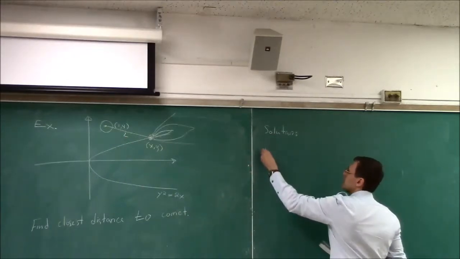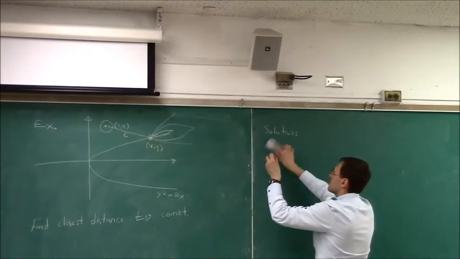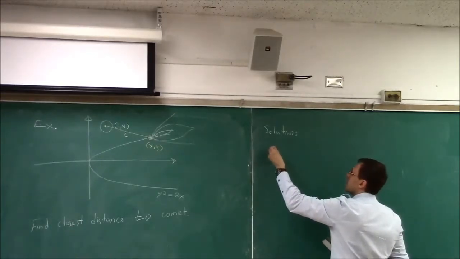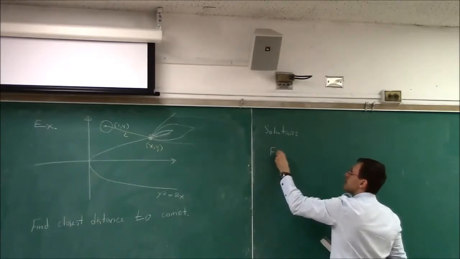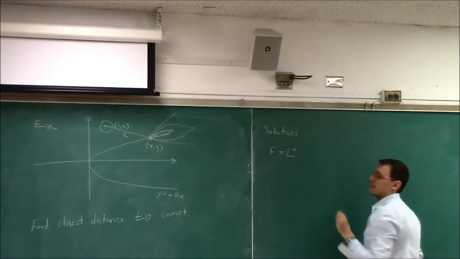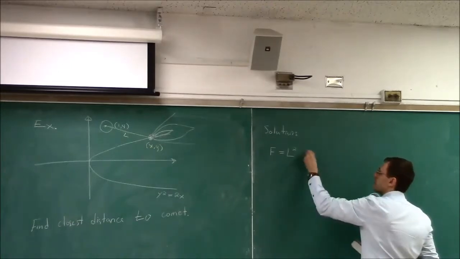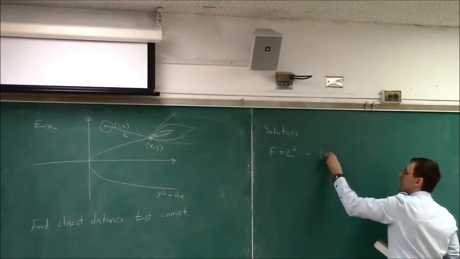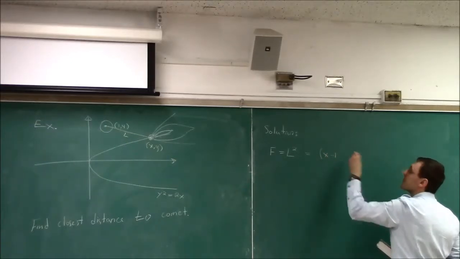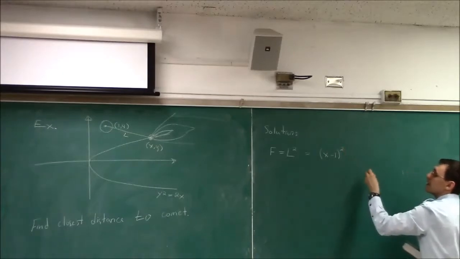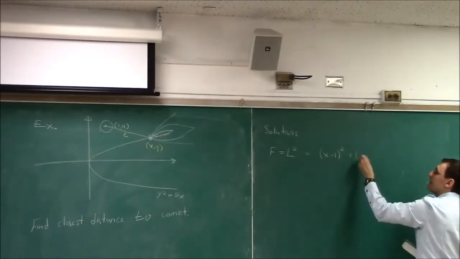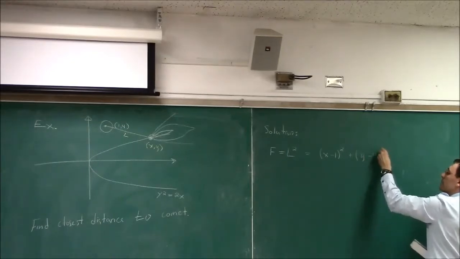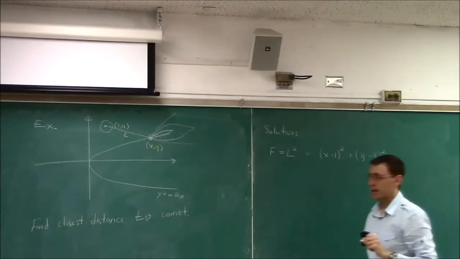So L, and by the way, there is a nice trick here. Let's actually say F is equal to the distance squared. F equals the distance squared is going to be (x minus 1) squared plus (y minus 4) squared. Okay. Now there is a nice trick.